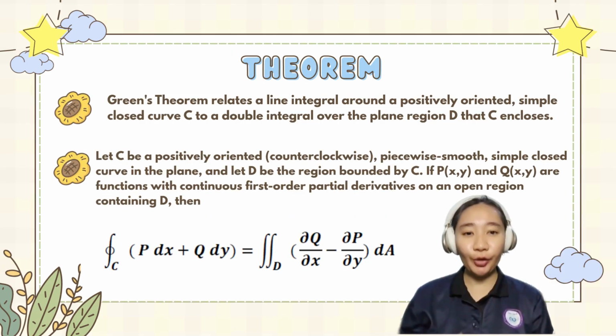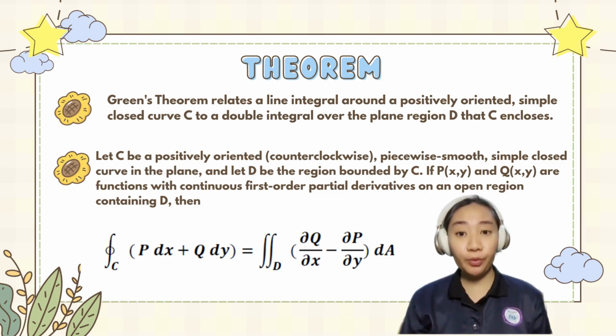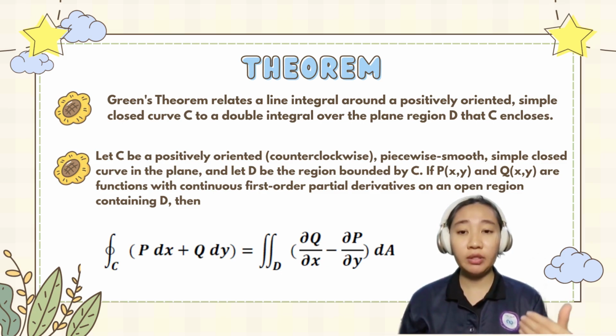I'll be covering the theorem behind our topic, Green's theorem. Put simply, Green's theorem relates a line integral around a positively oriented, simple closed curve to a double integral over the plane region D that C encloses. In other words, it lets us convert a calculation along the boundary of a region into a calculation over the interior of that region, and vice versa.